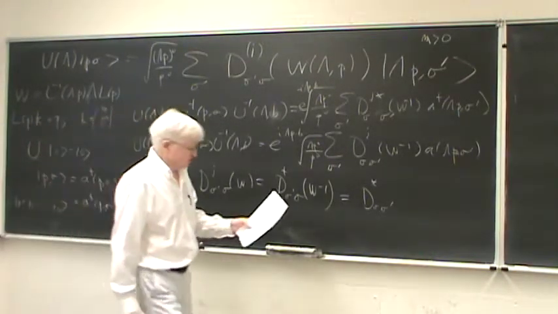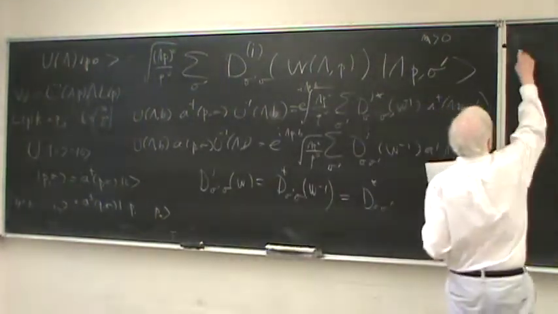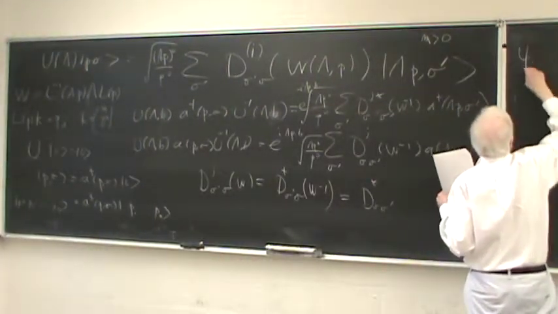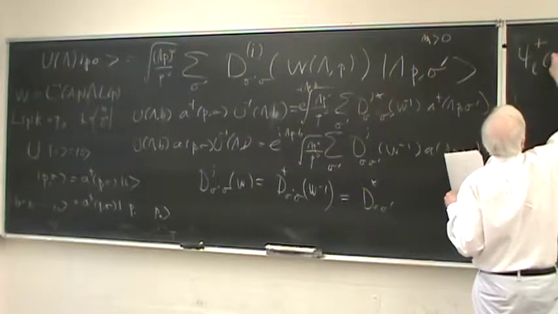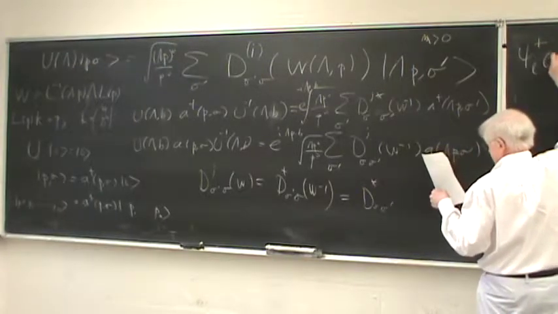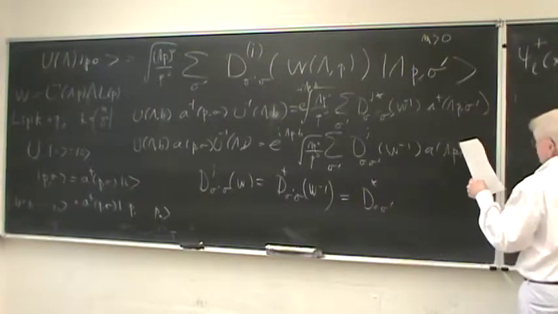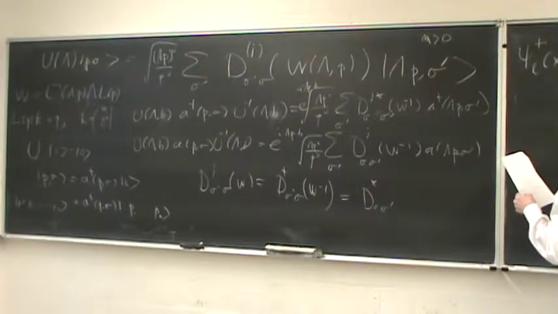Now, how do the fields transform? Well, we want the field. We're writing the field, first of all, as the sum over sigma.